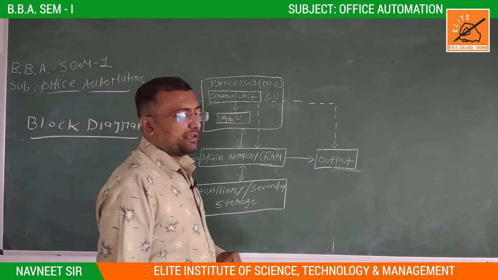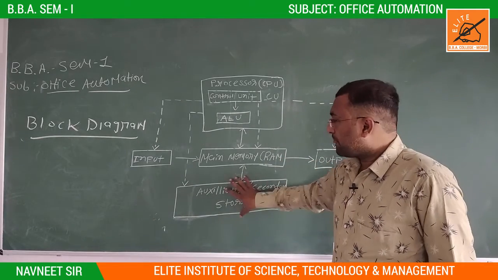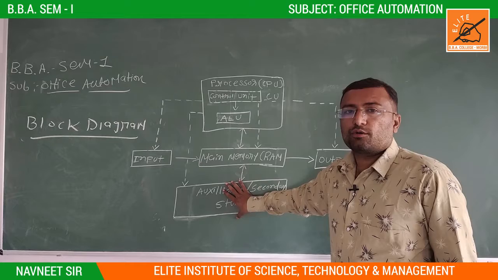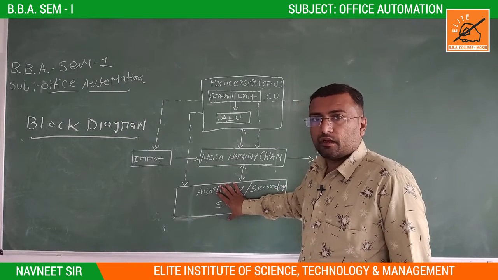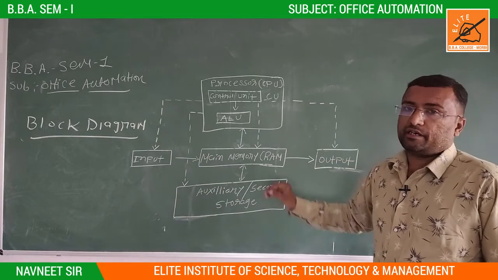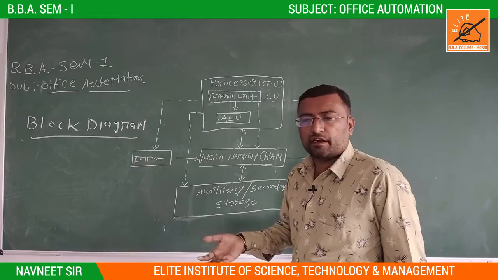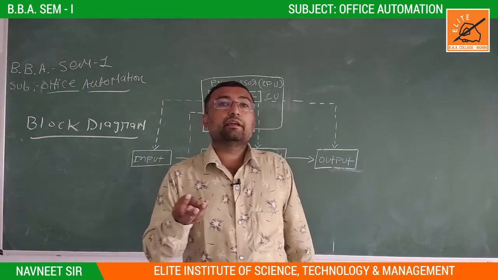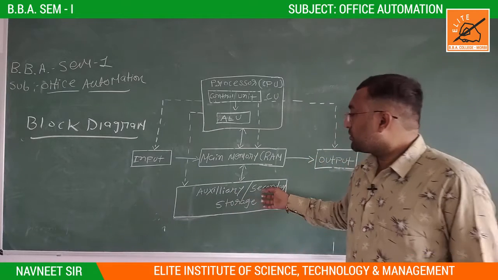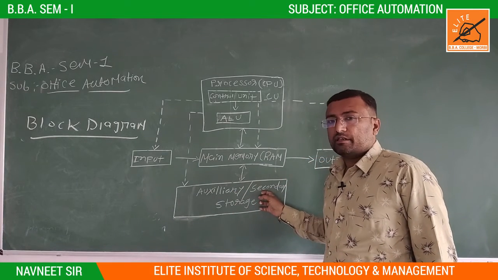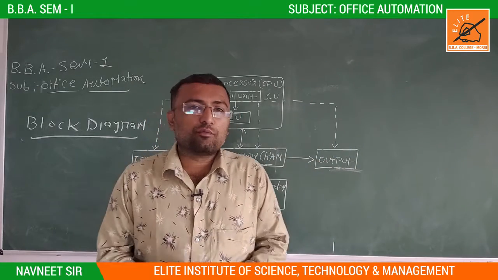Auxiliary or secondary memory stores the data in a particular format. That data is versatile, meaning it can be in any form, in image form, letter form or numeric form, and it will be stored in secondary storage devices. All the data is stored in binary format, 0 or 1 format.